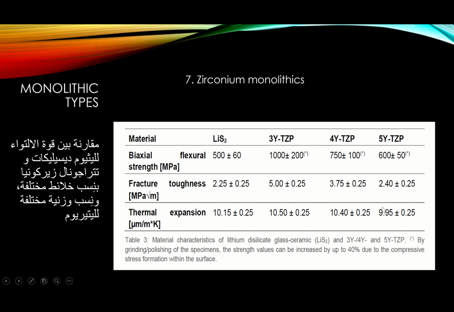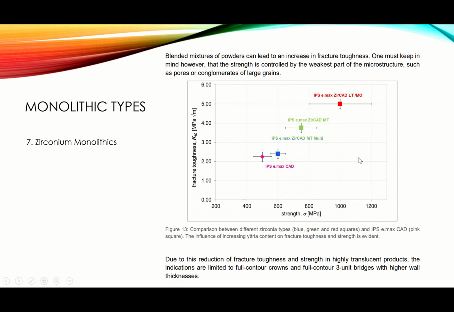Now, if we want to dial these into a table to see what's going on, this is the table. Look, here is the Emax Zircad low translucent or medium opacity, which is the high strength zirconium block. All right, it falls in the 1000 range, 1000 megapascal of strength. This is the 3 deuterium.